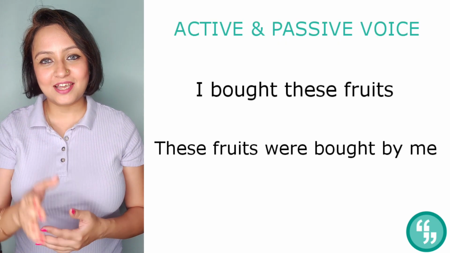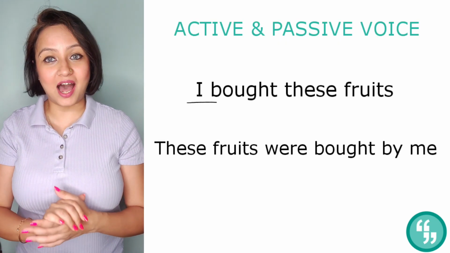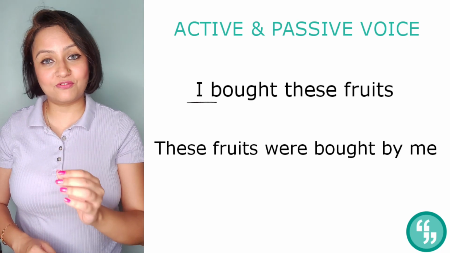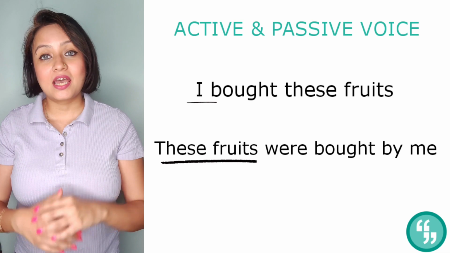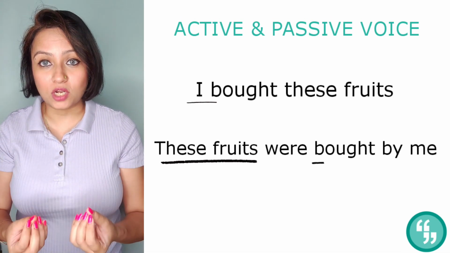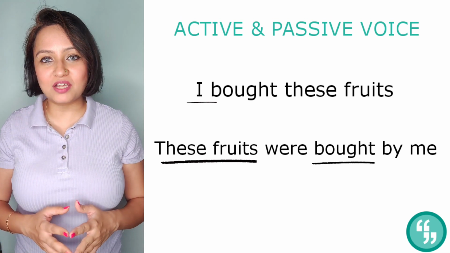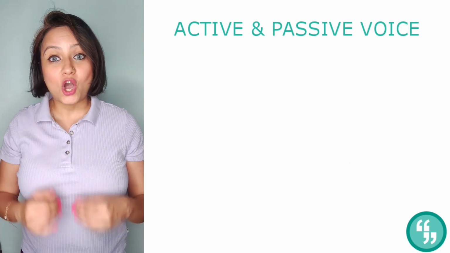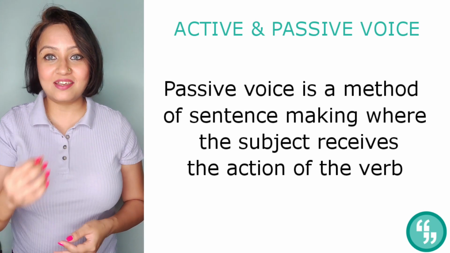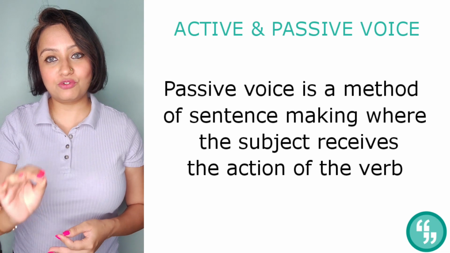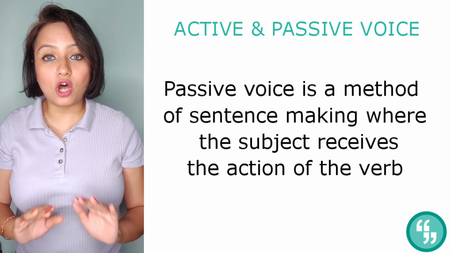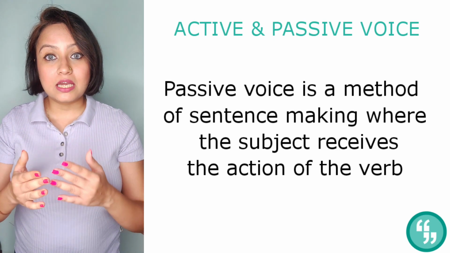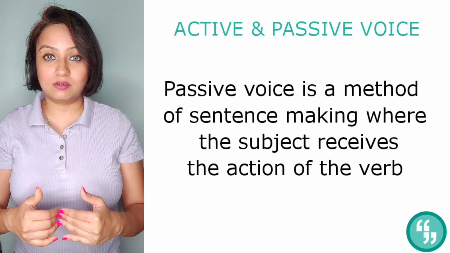In the first sentence, the focus is on the subject, I. And in the second sentence, the focus is on the object, that is, these fruits. And the action is bought. Bought is the past form of the verb buy. On the other hand, passive voice is sentence making where the subject receives the action of the verb. In this case, the subject is not doing the action. Rather, it is being acted upon.